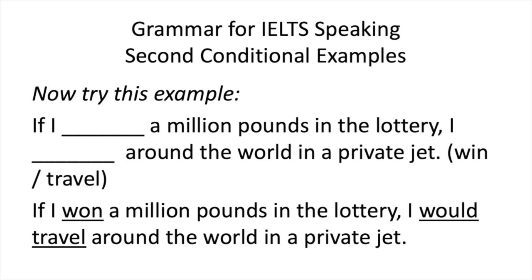Let's look at the answer. In this second conditional sentence, we need one in the first gap because this is following the word if, and we need to use the past simple for the second conditional. In the second gap, after the comma in the main clause, we need to use would travel. This is would plus the base form.